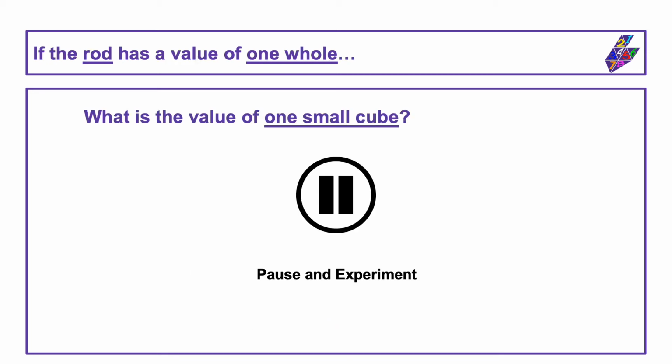We are now assigning a value to the rod. Answer the questions based on the rod having a value of one whole. Pause the video and experiment with your own materials to figure out the answer to this question. Then resume the video when you're ready. If the rod has a value of one whole, what is the value of one small cube?